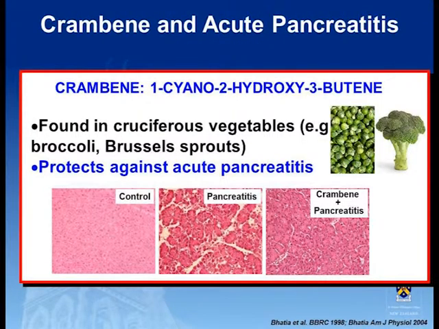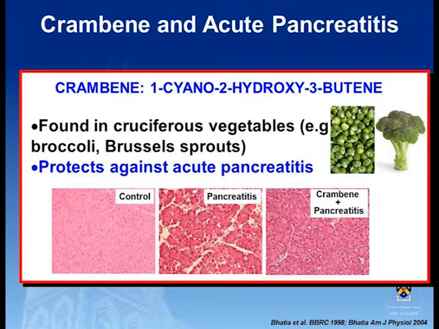Now we change direction a little bit and look at crambene. If there are any chemists in the audience, they would know that crambene, or 1-cyano-2-hydroxy-3-butene, is a nitrile. It's a plant nitrile found in cruciferous vegetables, for example broccoli or Brussels sprouts. When we give this to mice, we see that there is a protection against acute pancreatitis.